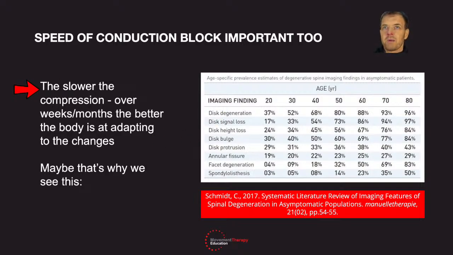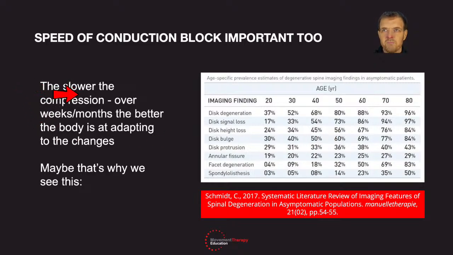Okay, but this also shows why we adapt to things. Okay, so let's have a look at this. So we've got a disc bulge, happens in 60% of 50-year-olds. So 6 out of 10 50-year-olds.